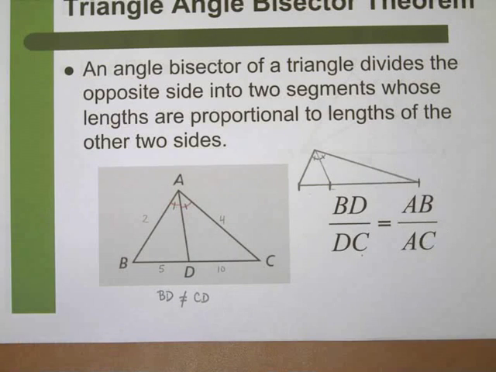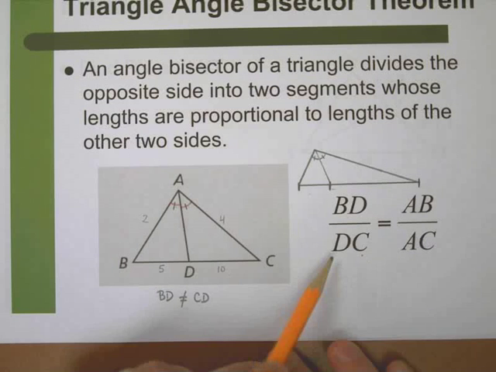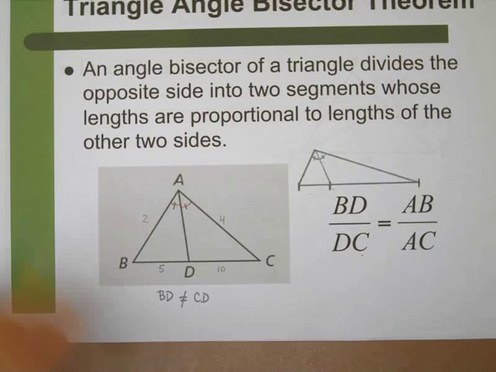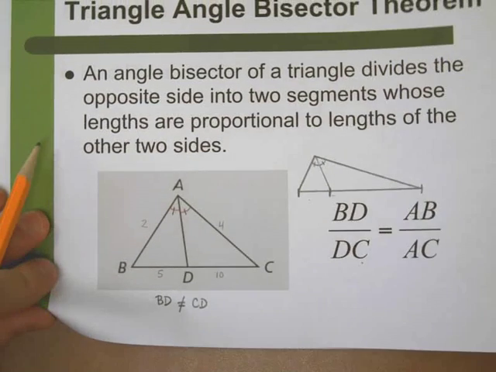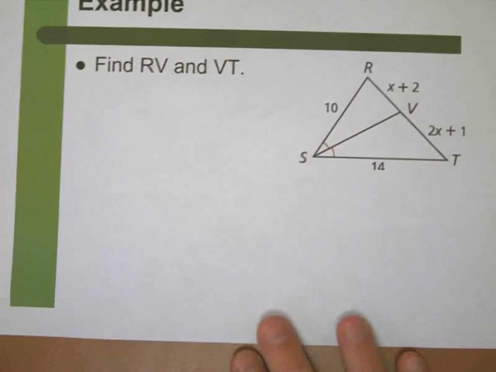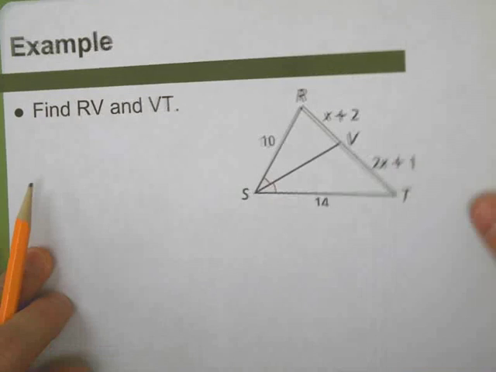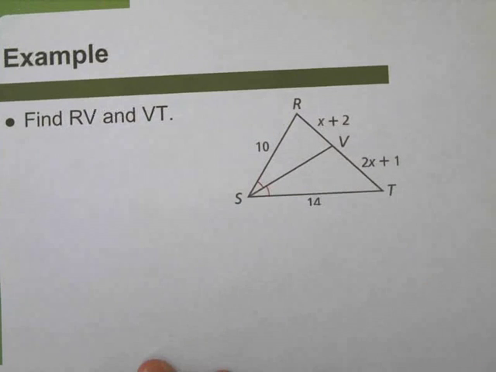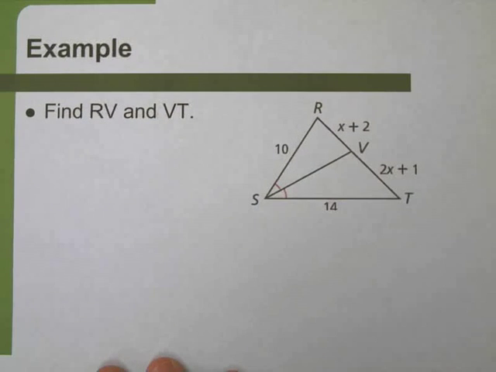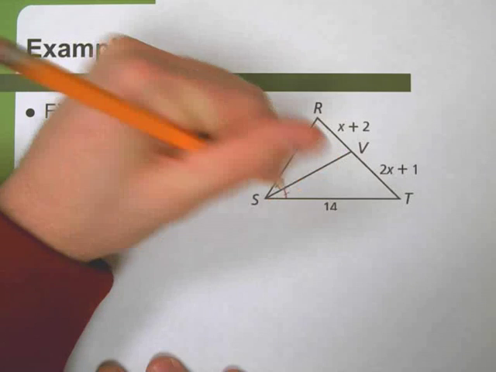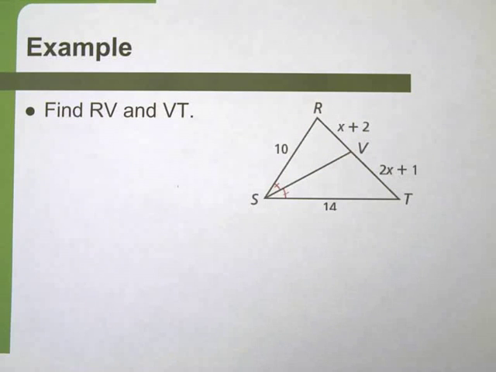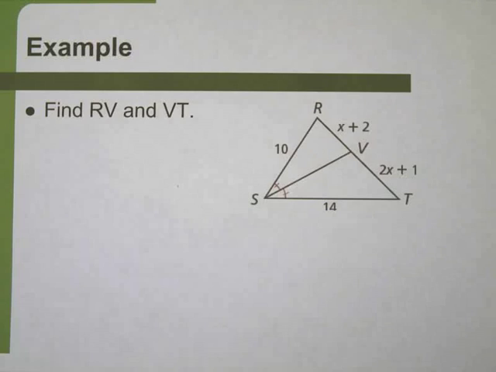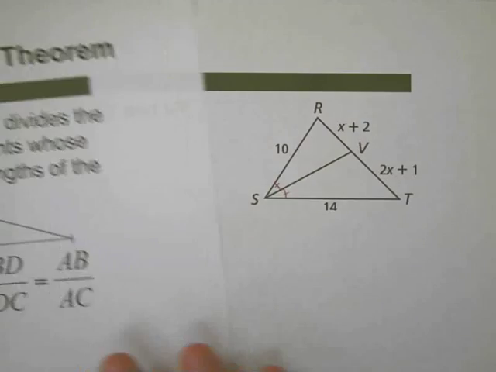Now let's go through and do a few examples. You probably had to pause, right? Go ahead and pause if you need to and write down this example and write down this over here. Okay? But we're going to be able to use this to solve some problems. Like such. Last example for the day. Find RV and VT. Okay, well what I notice here is that I have an angle bisector, right? Alright, let's go through and let's apply this idea then.